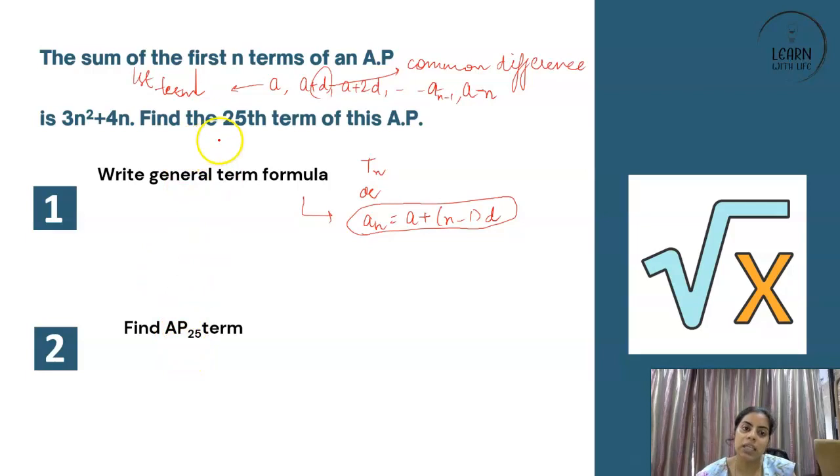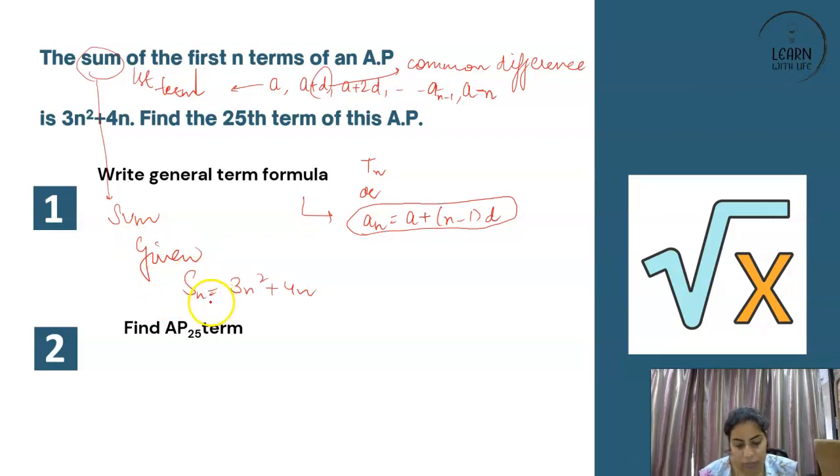Now see, we are given the sum of the first n terms of an AP. The general formula is for calculating the nth term or the last term, but we are talking about a question which is talking about the sum. So which formula to use and what to use, we will have to see. So first let's find out what is given. Given is 3n square plus 4n, and that is for your Sn. Now let's find out firstly A25. That means the 25th term we need to know.